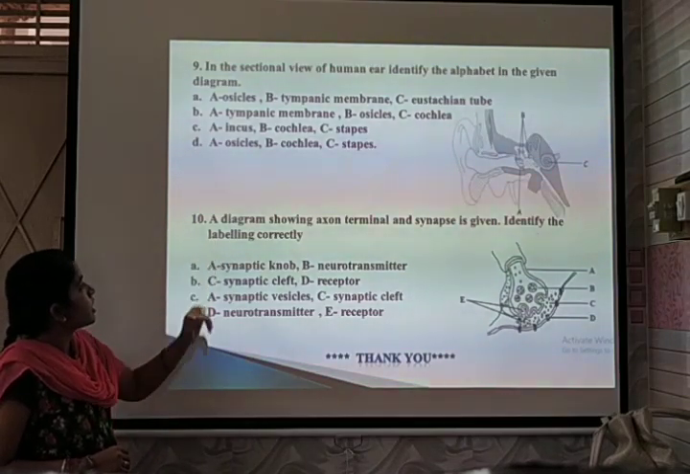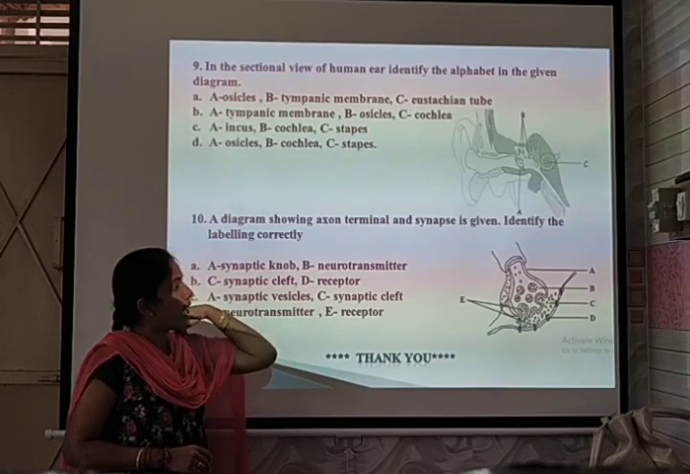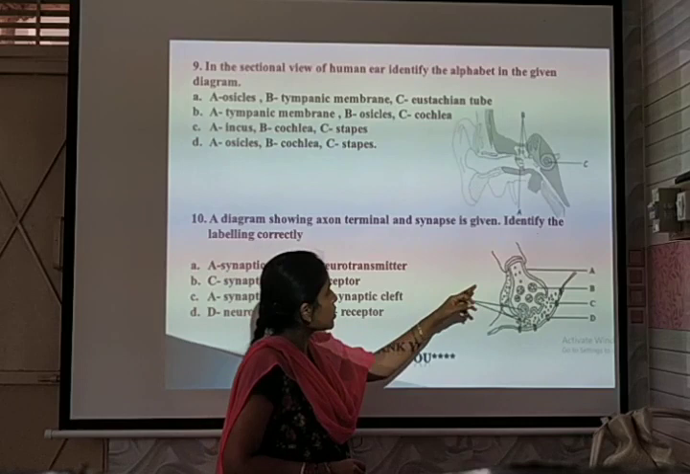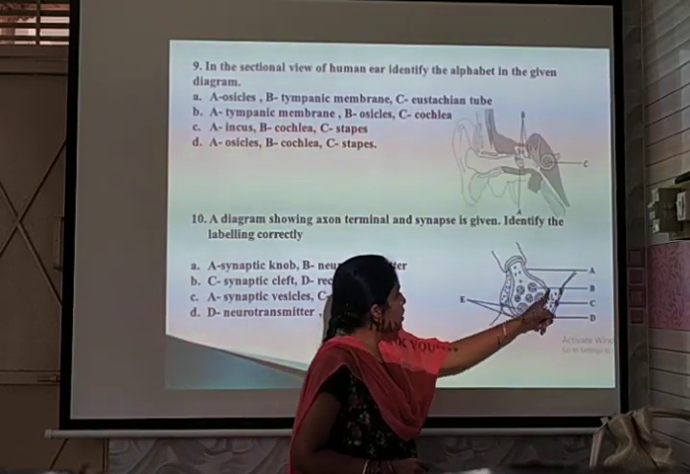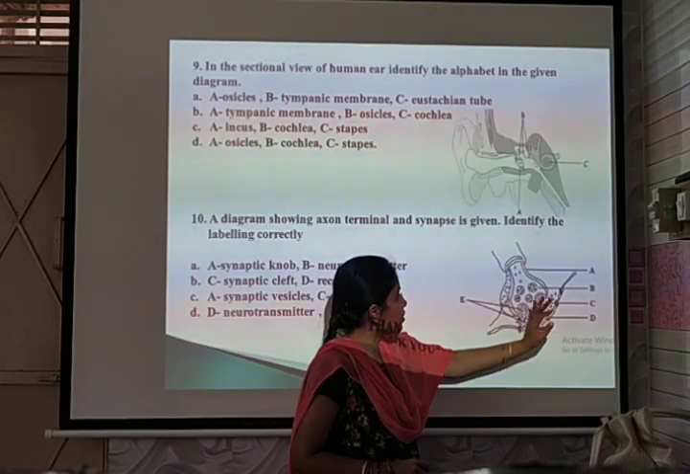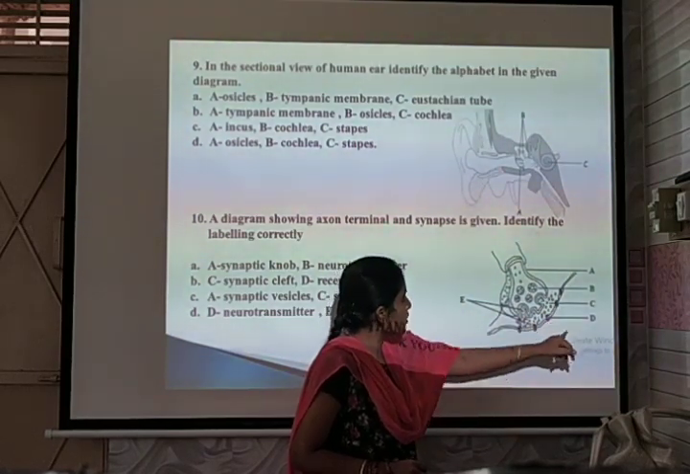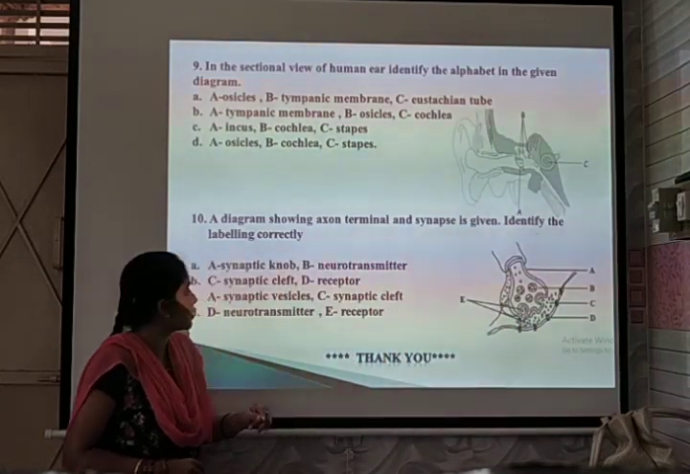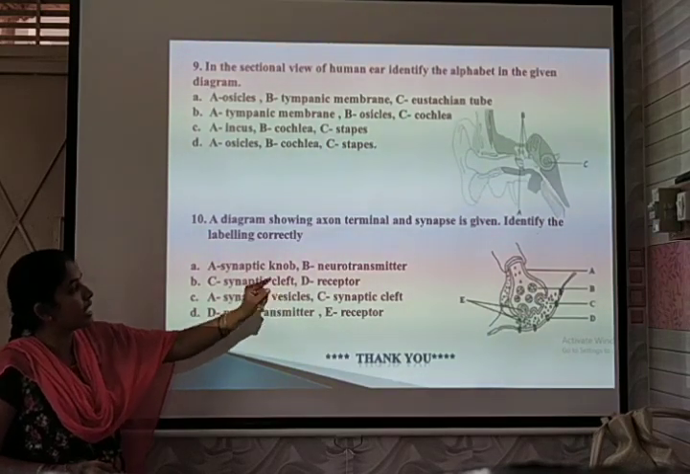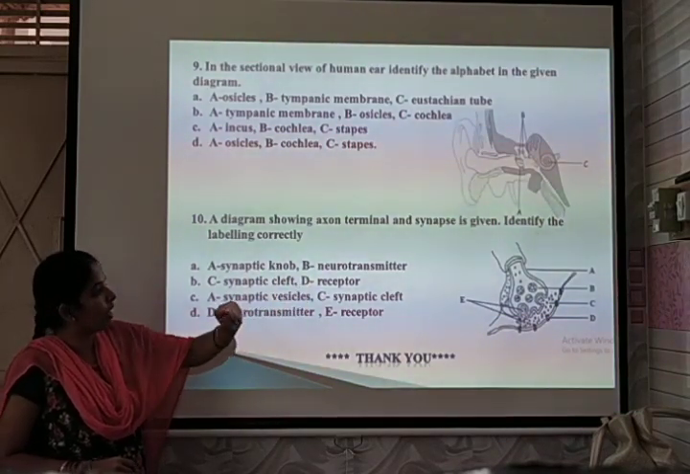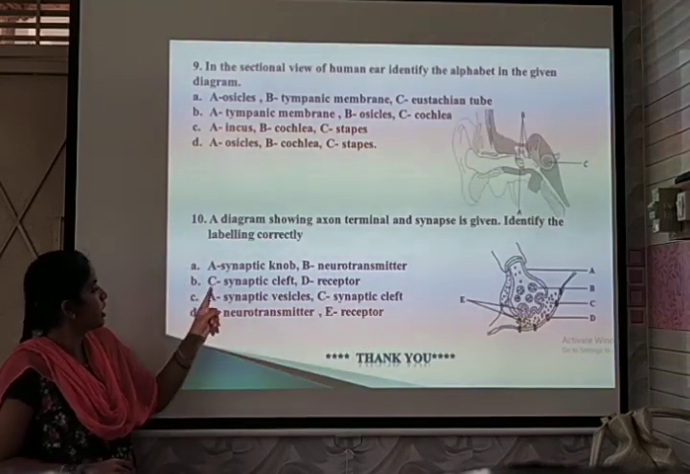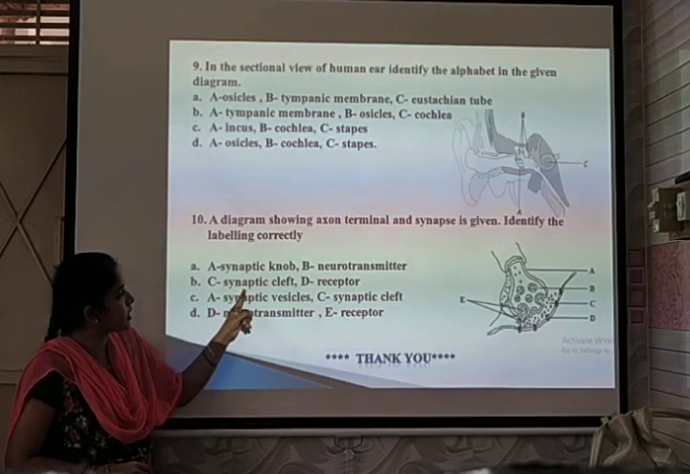Whereas next one, there is a diagram showing an axon terminal and the synapse. Identify the labeling correctly. A is the axon terminal. B is a synaptic vesicle. C is the synaptic cleft. D is a receptor. E is a neurotransmitter. Here, the options given: A is a synaptic knob, which is the terminal region of an axon. B is a neurotransmitter, but B is a synaptic vesicle. The C option, synaptic cleft, is the correct option.